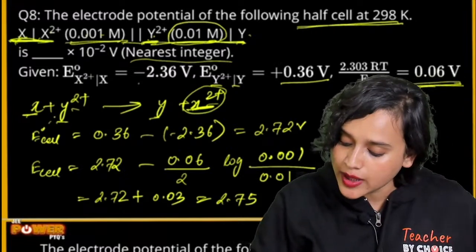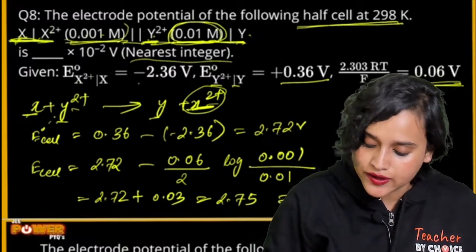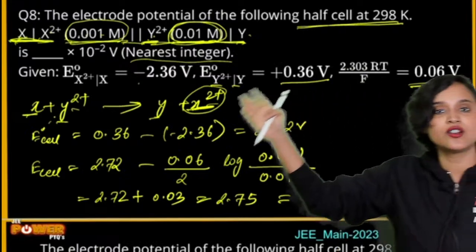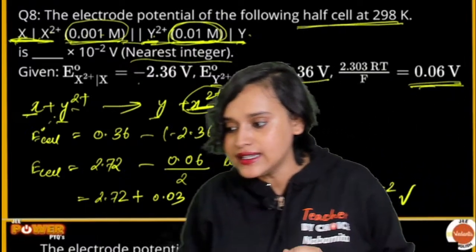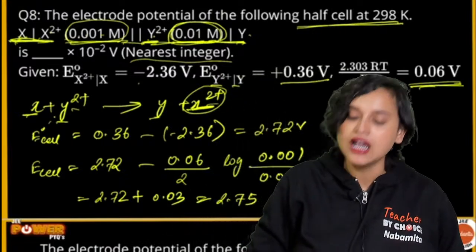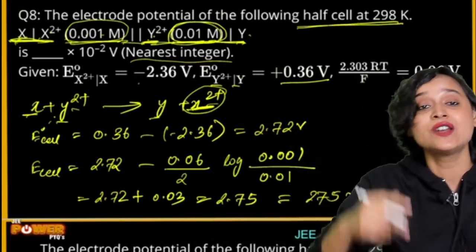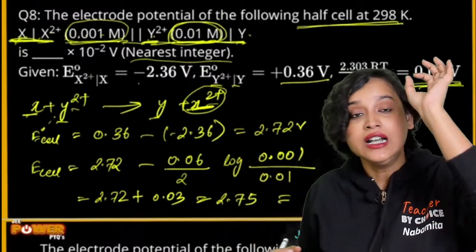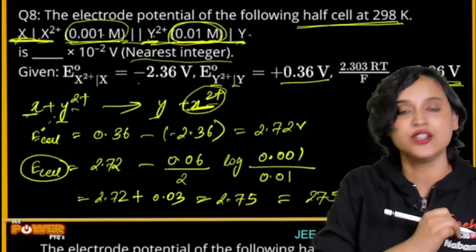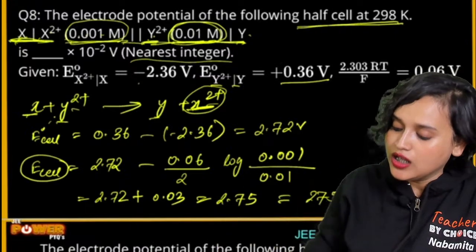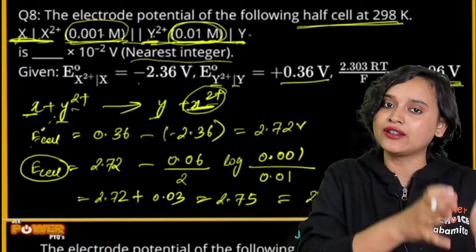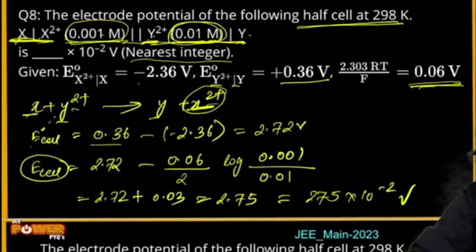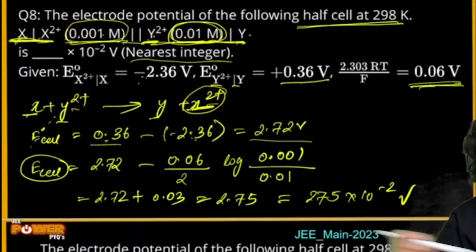And for both of them, you are given 0.01 molar and 0.001 molar. That means the concentrations are also given to you. After that, they are asking what is the electrode potential. You had to calculate E cell. What is the formula? E naught cell is equal to cathode minus anode. You are given the values here, plus 0.36 minus 2.36. Once we have subtracted it, we get 2.72.